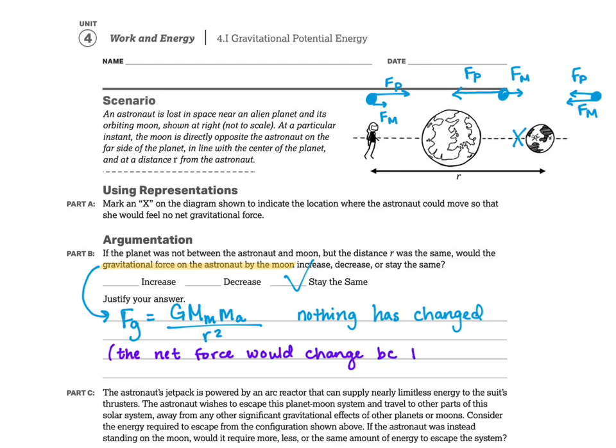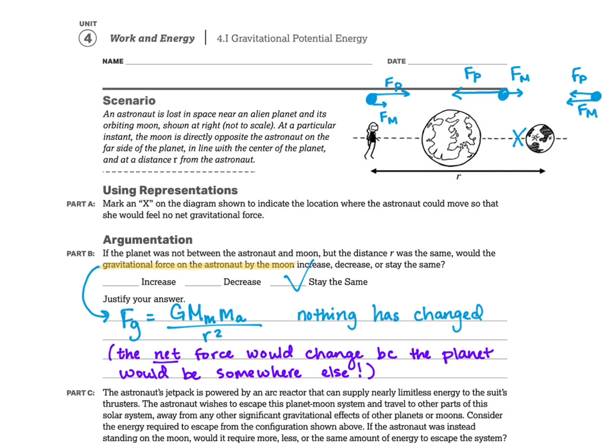For part B, this is almost a trick question. We're saying if we move the planet, how does that affect the gravitational force between the astronaut and the moon? To which the answer is, well, it doesn't, right? There's nothing in the equation that involves the planet as long as we are talking about the gravitational force on the astronaut by the moon. Forces come in pairs. The planet doesn't have anything to do with that particular force pair.